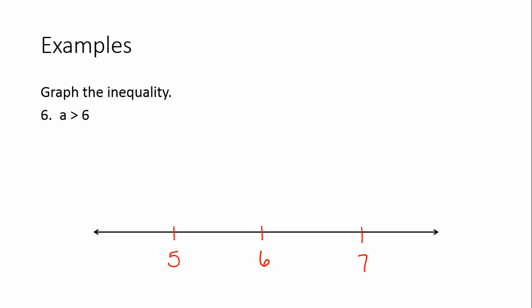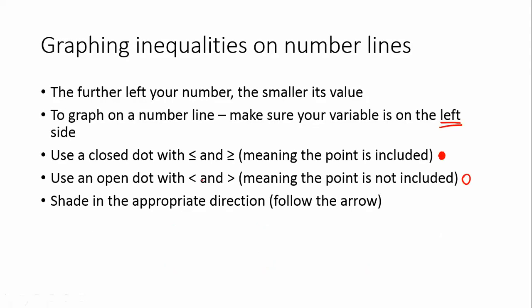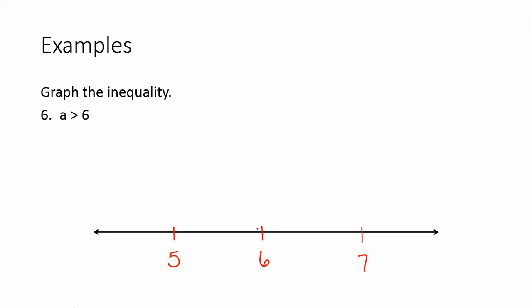That's your choice. So the first question is, do we have an open or a closed dot at 6? So we go back to the symbol. It was a greater than symbol. And when we go back here, greater than means it's an open dot. It's because 6 is not included. a is greater than 6. It's not actually 6. And now we want to shade all the values that are greater than 6. So everything greater than 6 is to the right.